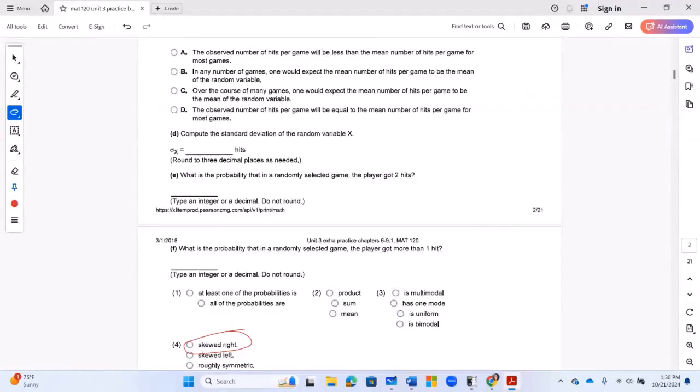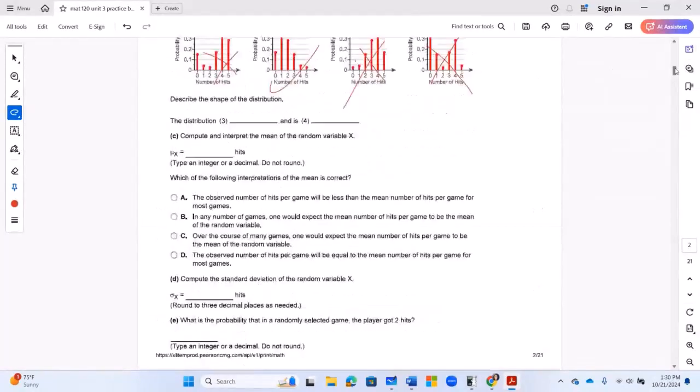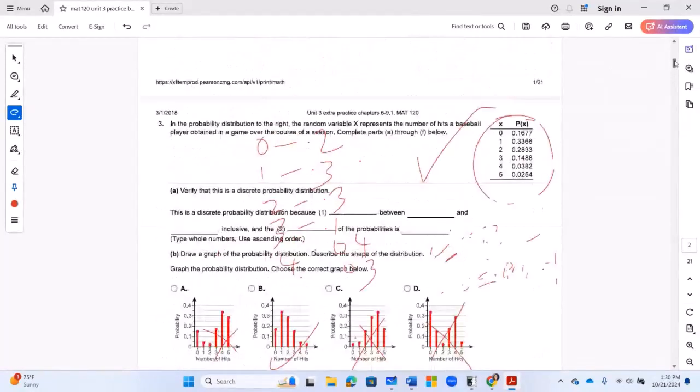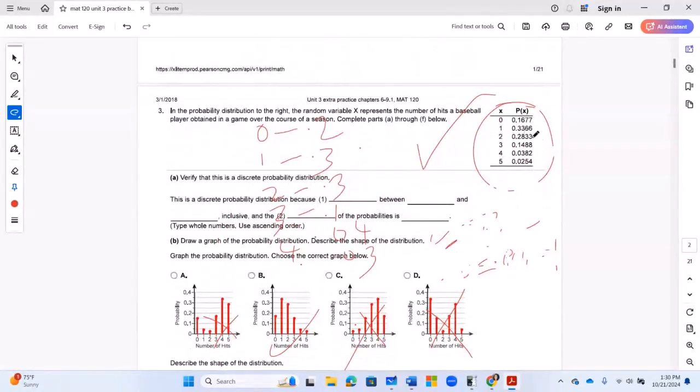What is the probability that in a randomly selected game, the player got more than one hit? So the probability that a player got more than one hit is adding the probability of 2 to the probability of 5. It says more than, so 1 is not included. Therefore, the random variables are 2, 3, 4, 5. You add all these: 2, 3, 4, 5.